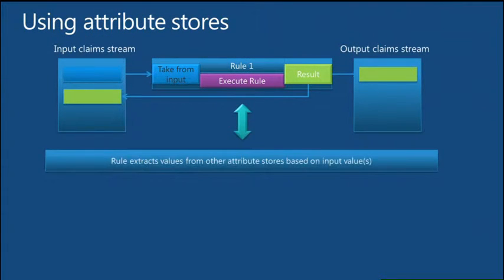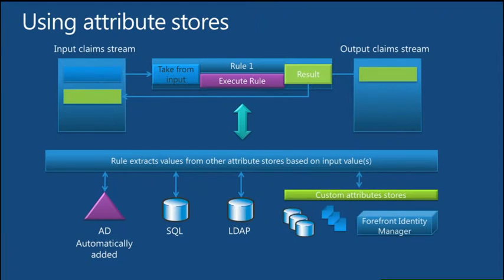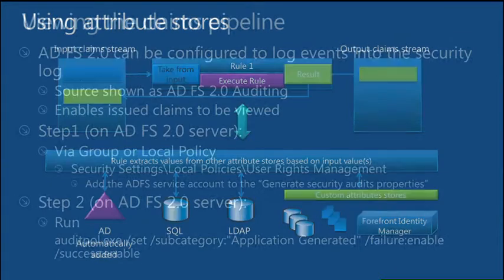And then you can actually, in the rules, call out to an attribute store of some kind. The AD is there by default. You can go into SQL, you can go into LDAP, or you could go into a completely customized store. And you've got a claim in, you look up that claim in your database, and then you create claims or pull claims out of the database, and then they get put in the output stream. So we can do very sophisticated claims augmentation. We use this for authorizing access to applications, and that in itself is an interestingly complex process.